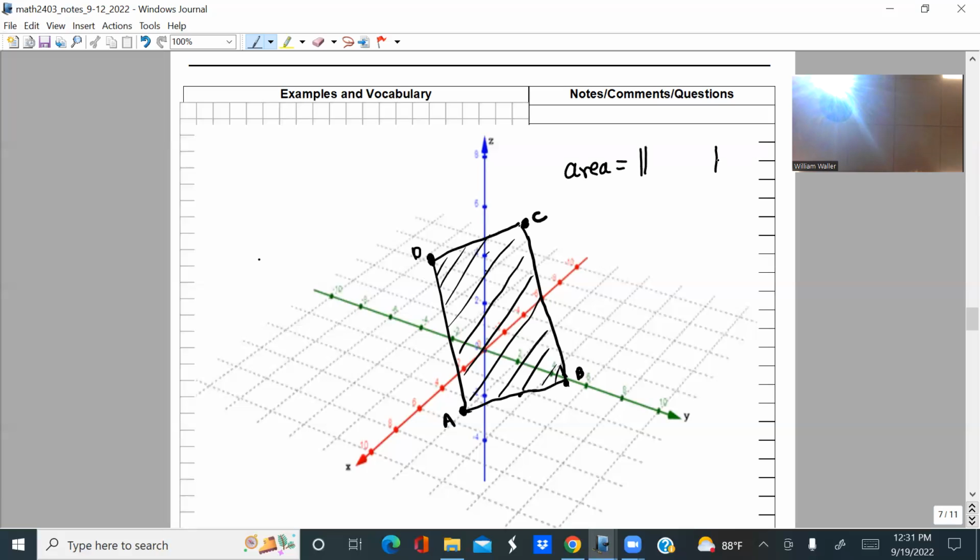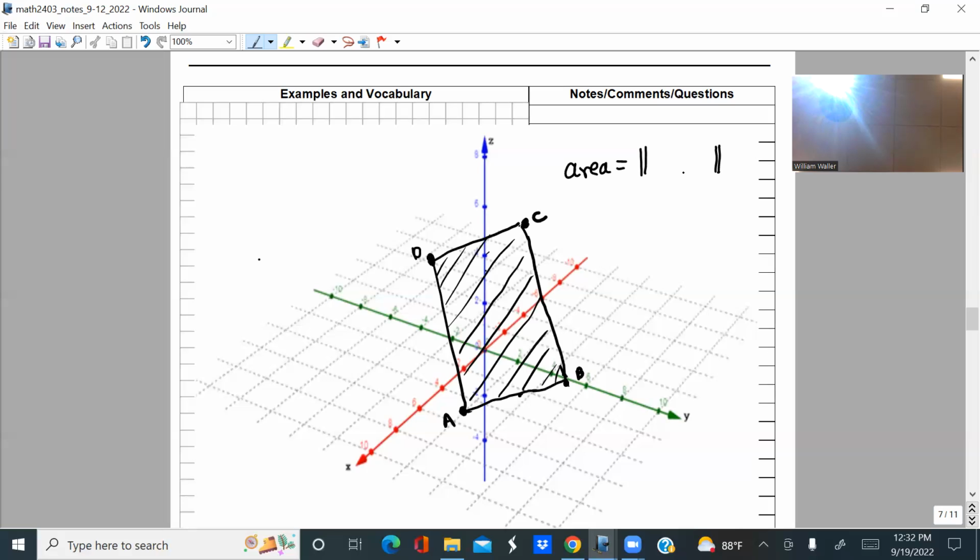Yeah, it's a good thing you caught me there, Elijah, because an area is a scalar, that's a number, right? But a cross product is a vector. So of course an area cannot be the same as a cross product because those are two different creatures. But if you take the magnitude of the cross product, we'll get, of course, a number.